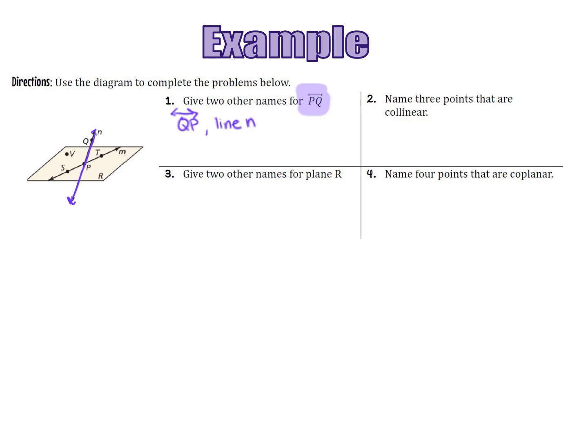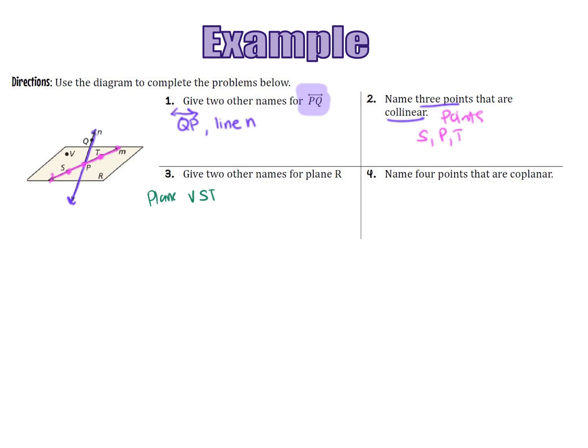Number 2 says name 3 points that are collinear. So let's look at a different line. Let's look at this line here. 3 points that are on this line look like S, P, and T. Points S, T, and P are all collinear because they are on the same line. Give 2 other names for plane R. So a plane can be defined with any 3 points. So we could call the plane VST.